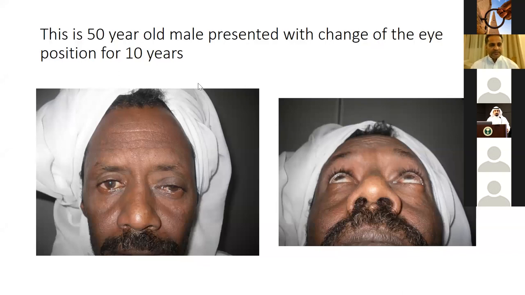Okay, so as we said here, a 50-year-old male presents with change of position of the eye for 10 years. I can see clearly in the image that he has dystopia of the left eye, mainly the eye is being pushed inferiorly, and I think there is also proptosis of that eye. I would like to know if he had any intervention done to his eye, if he had any surgeries, how did it start? Did it start all of a sudden? Was it progressive?